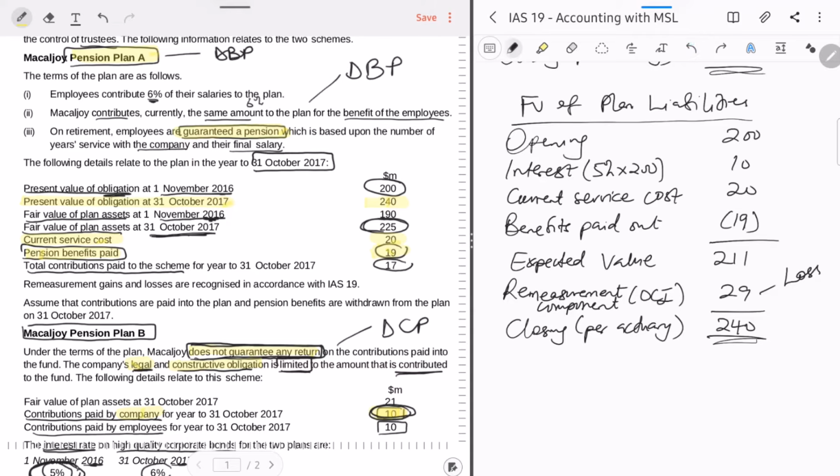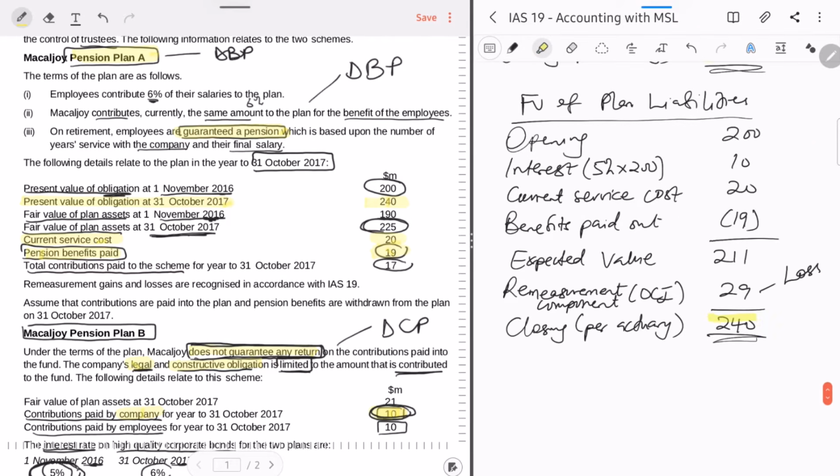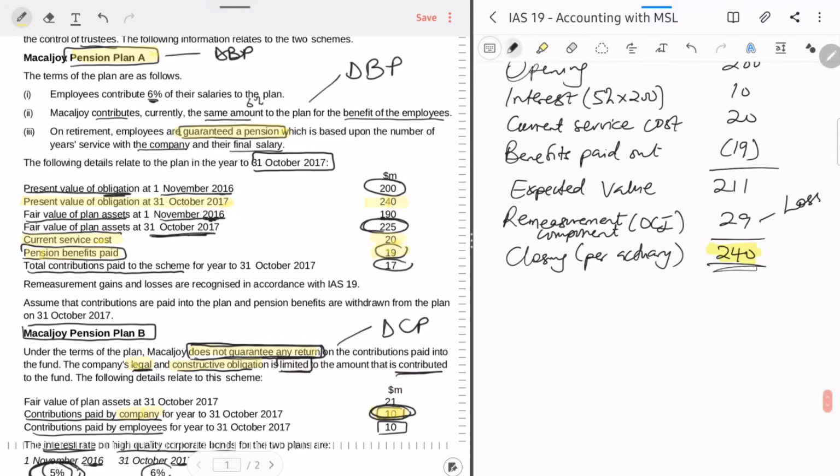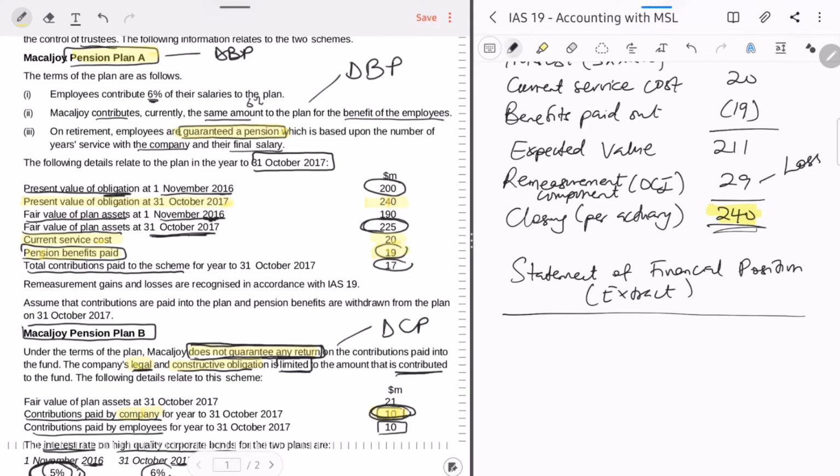Take note of this. Now that we have the fair value of plan assets figure, we use this as the assets, then we use this as a liability. Remember I told you the balance sheet will show one figure. So we say statement of financial position. This is an extract. It will show the net as one figure.